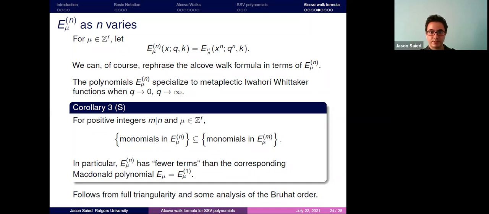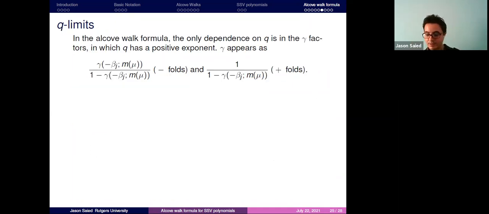Okay, so now that we know some of that, we can also look at the Q limit formulas. And this is, again, interesting because the Q limits are what give us Whittaker functions. But in this Alcove walk formula, Q only appears in a few very easily understood spots. In particular, it's only in these gamma eigenvalue factors. And in those factors, Q always has a positive exponent. So the only ways that gamma can appear is if you have a negative fold, then it's gamma over 1 minus gamma. And if you have a positive fold, it's just 1 over 1 minus gamma.